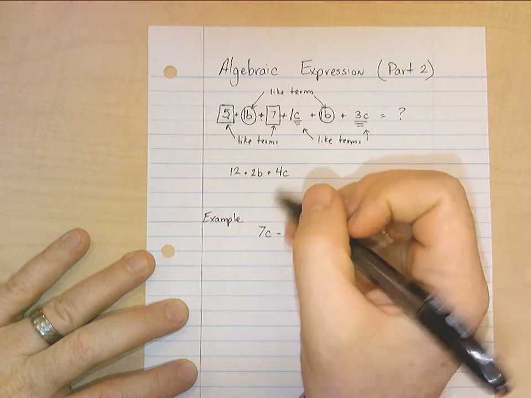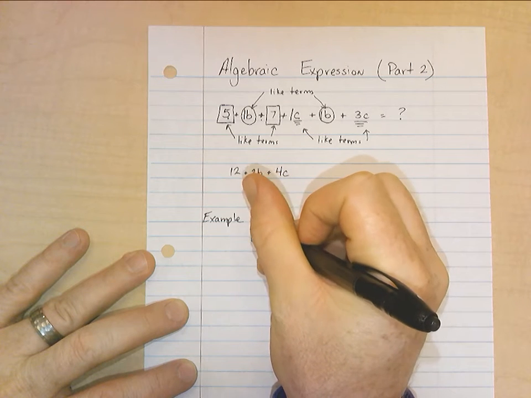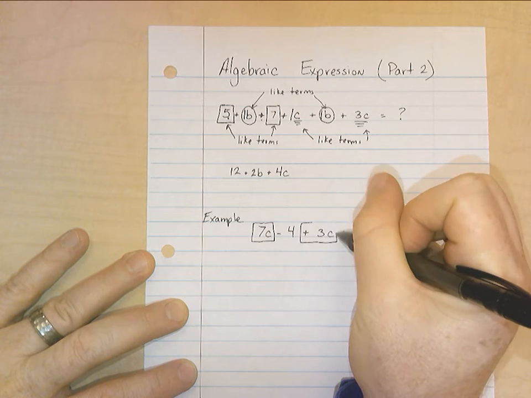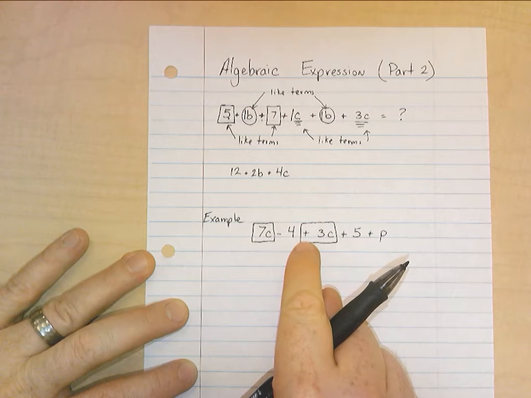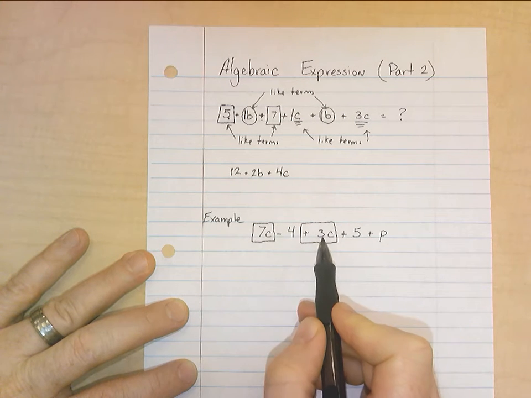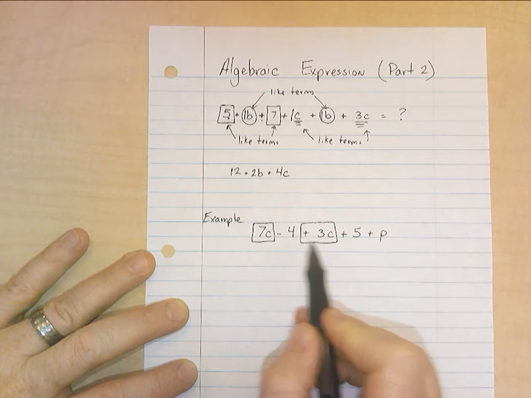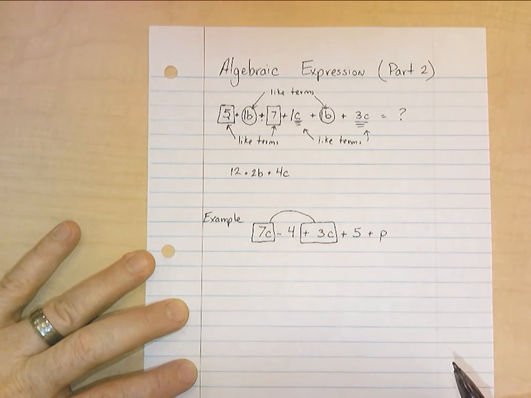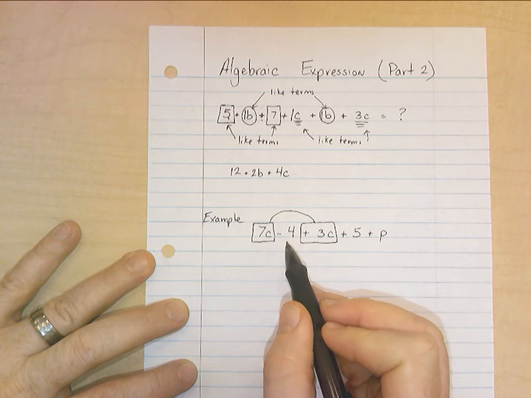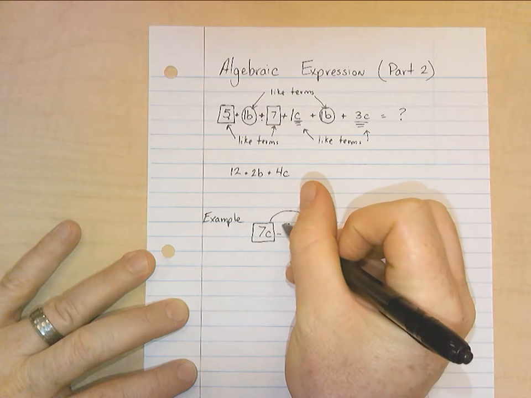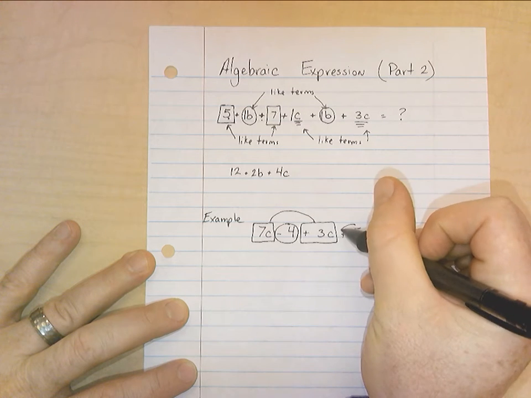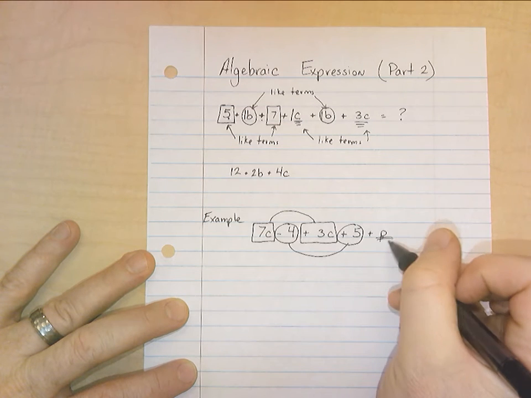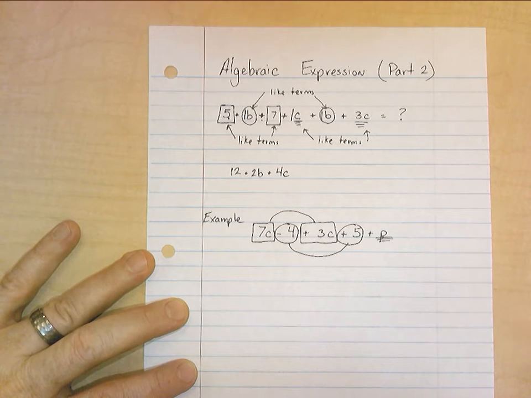So let's take a look at 7C. Is there anything like 7C? Is there any variables with C in it? Well, this one does. So 7C plus 3C, and you can see how I combined. I included that plus because it's in front of the 3. So those are the two that I'm going to combine together. If you take a look, you see minus 4, negative 4, plus 5. I'm going to put circles around those. We're also going to combine those two together because they're like terms. And the one that's left all by itself is P. You're going to leave that one alone.